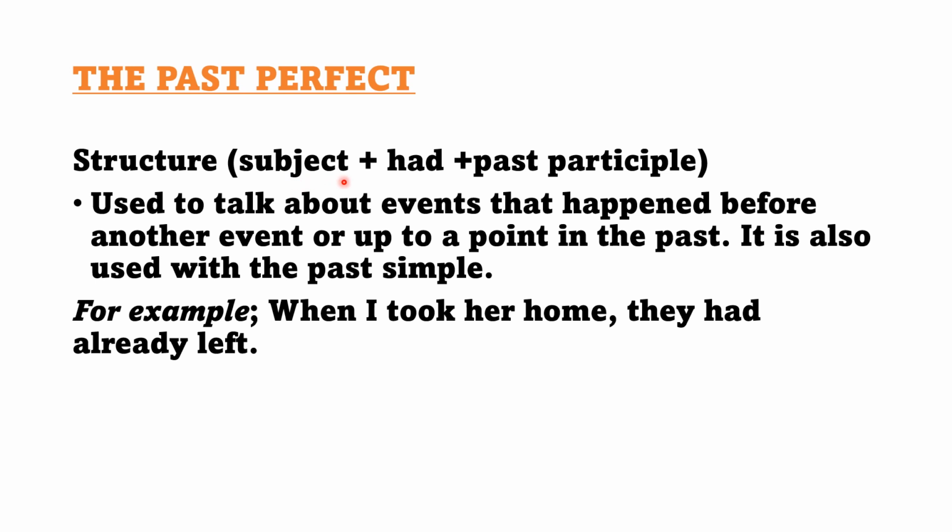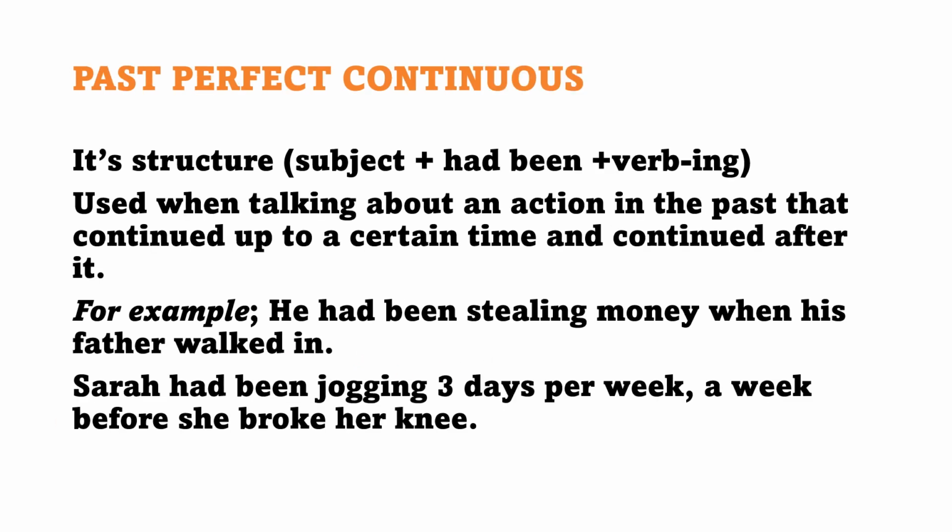The structure is a subject plus had plus past participle. It is used to talk about events that happened before another event or up to a point in the past. It is also used with the past simple. For example, when I took her home, they had already left.